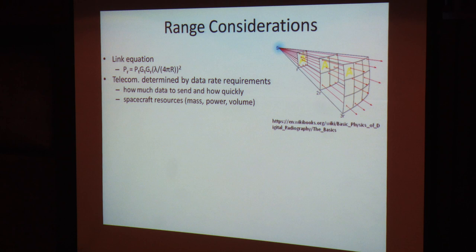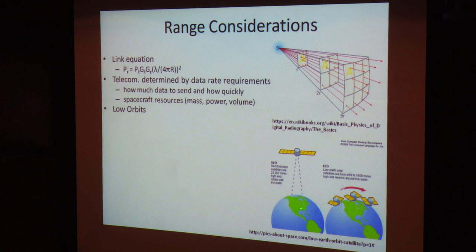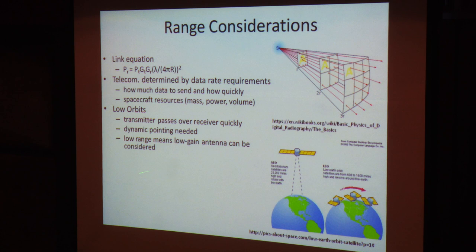So taking, for example, a spacecraft in low orbits, these spacecraft will be moving over the receiver quickly. So if we want a good pointing system, it has to be dynamic. But on the other hand, depending on data rate requirements, we may decide that we want to use something that's low gain. So what does that mean? That means the beam is spread out wider in space, and so we don't really have to worry about pointing it that precisely in that situation. And that can actually help us loosen our pointing requirements.